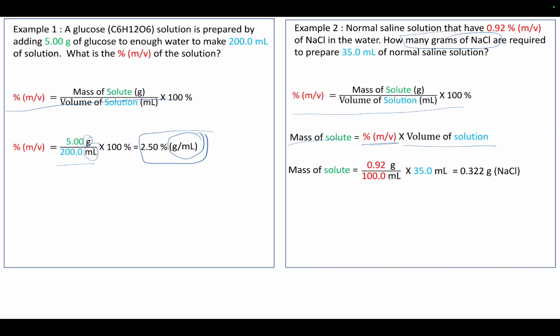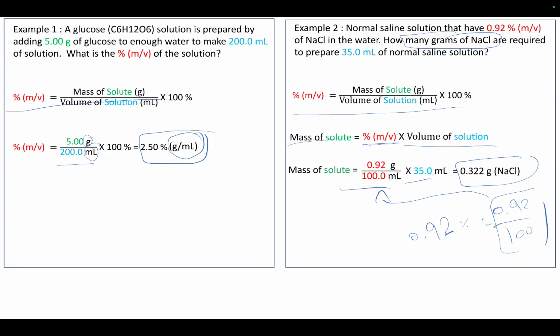So the same as the previous slide, we have here 0.92%, that means 0.92 divided by 100, as we did here in the solution, and 35 as the volume of the solution. So the answer will be 0.322 gram of NaCl.